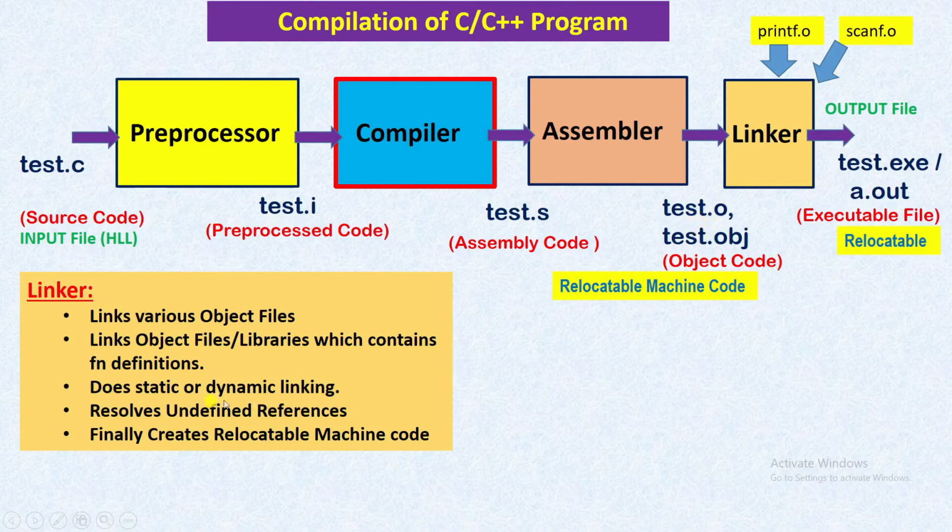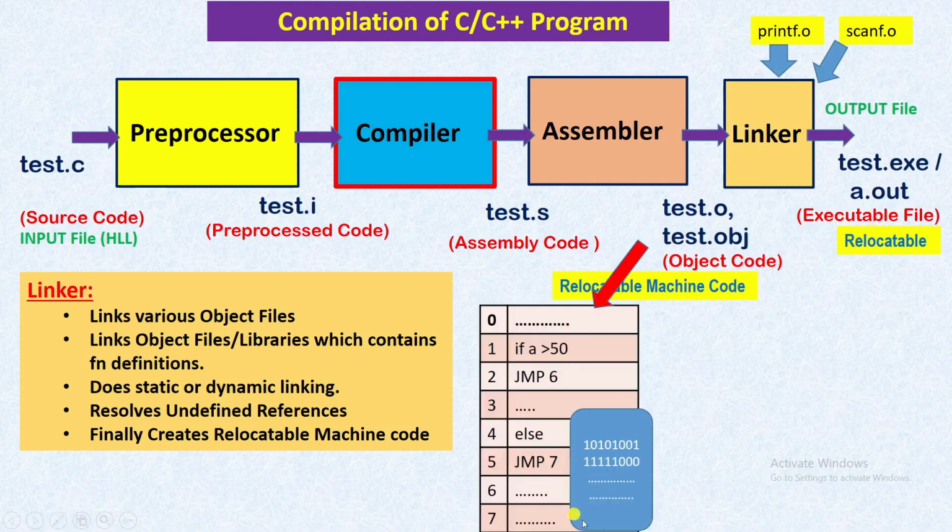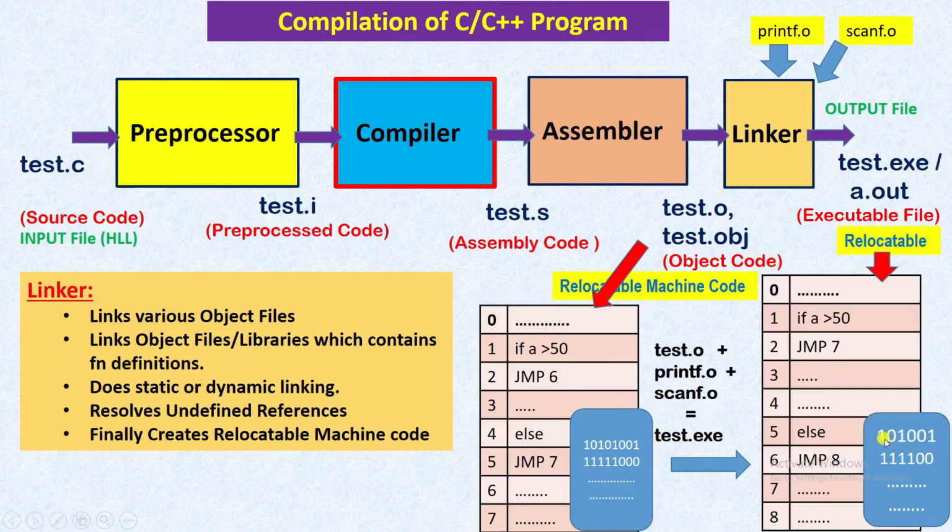Linking can be static or dynamic. We are not talking much about static and dynamic linking in this video; we'll see it later in another video. After doing all these things, a relocatable machine code, that is the executable code, is obtained. Basically you have this test.o file, you bundle together all the other files, and you get a relocatable machine code. As you have added other functionality, your code has some changes.